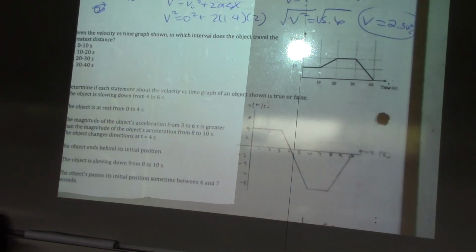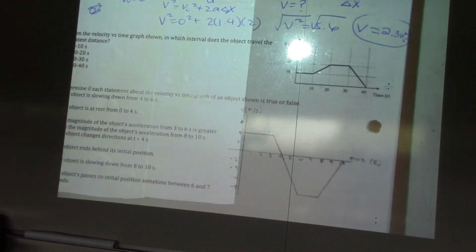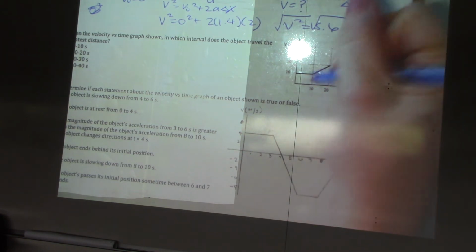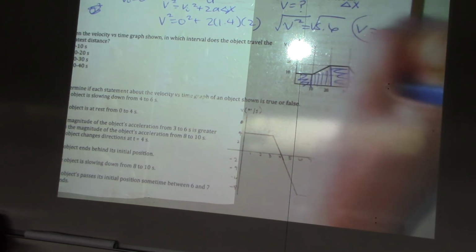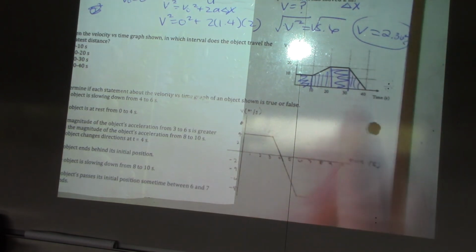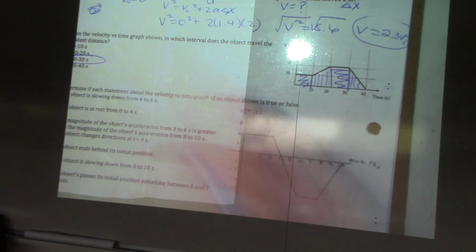Velocity versus time graph shown. In which interval does it travel the farthest distance? We can get distance, or how far it's moved, from a velocity graph by the area under the curve. So in each of these, the greatest area would be this chunk right here, 20 to 30 seconds, C.